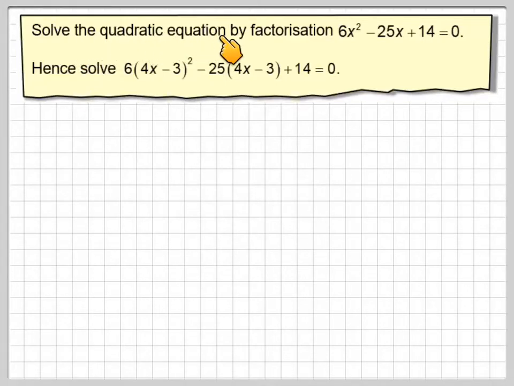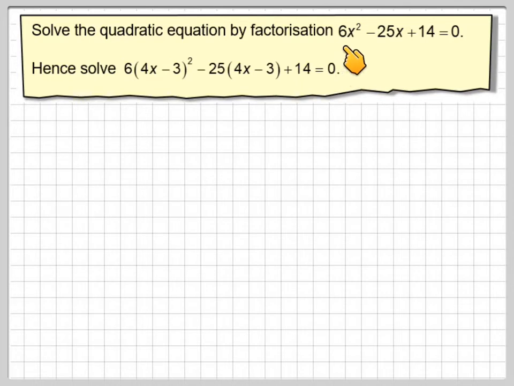Solve the quadratic equation by factorisation: 6x squared minus 25x plus 14 is equal to 0. Hence solve 6 times (4x minus 3) all squared minus 25 times (4x minus 3) plus 14 is equal to 0. Now what you need to realise to begin with is that these two parts are actually related.